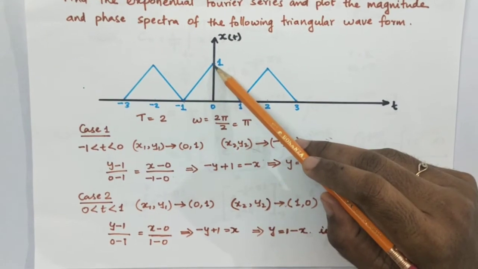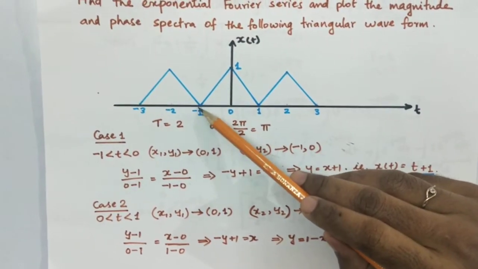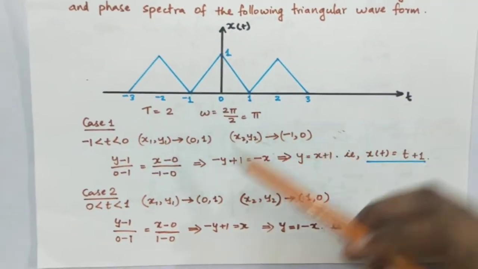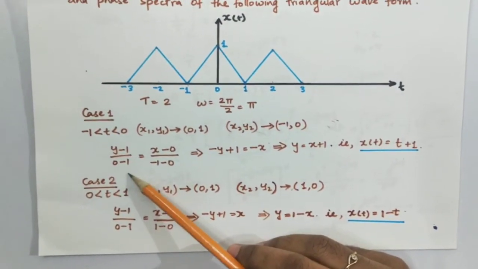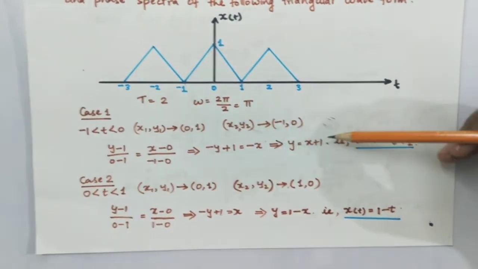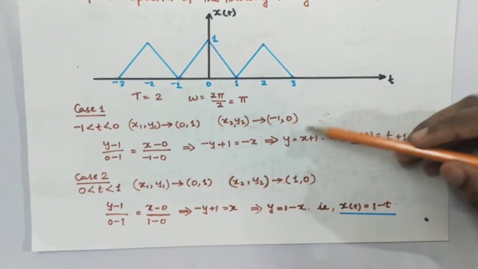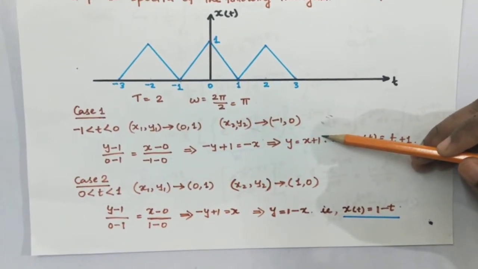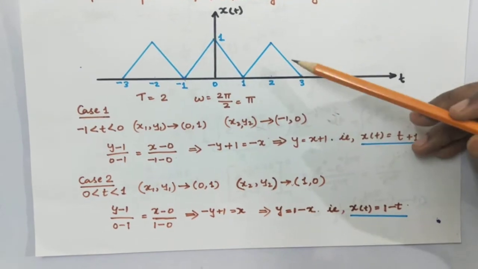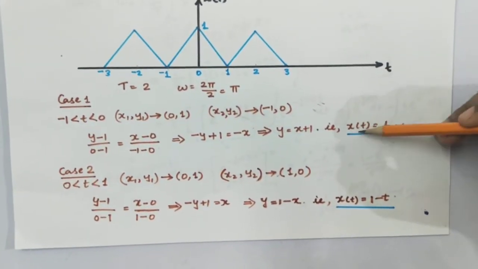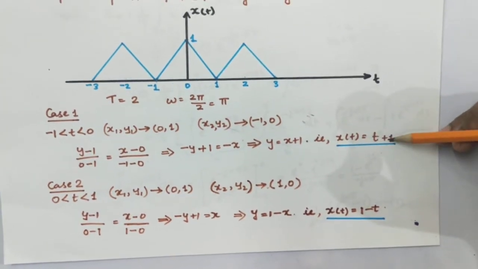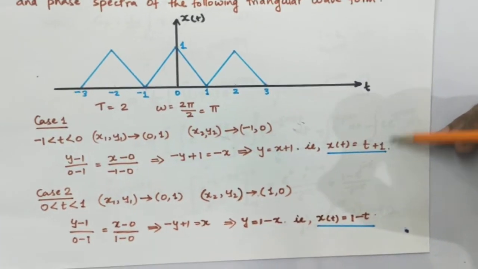So this is x1, y1, (0, 1) and x2, y2 that is (-1, 0). So substituting these values, (y minus 1) divided by (0 minus 1), and we'll be getting this equation as y equal to x plus 1. So here in this case y is x of t and the x is t. So our equation is x of t equal to t plus 1.